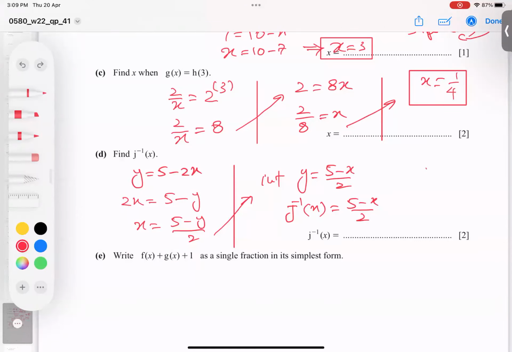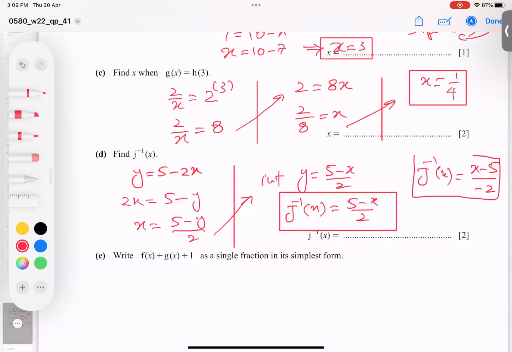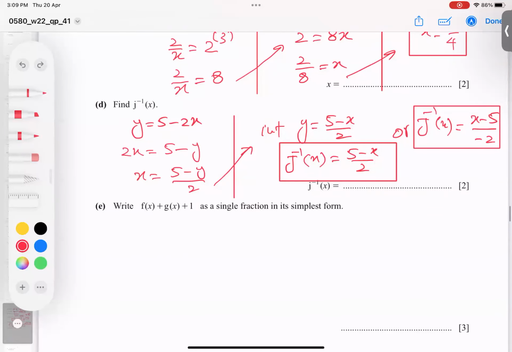But some students get this answer. So look, I write the other one, in which some students bring 5 to the other end. So the answer will be x minus 5 divided by minus 2. Writing this way or writing this way, you will not lose any mark. So both answers are correct. But I give preference to this because there's no negative sign in the denominator, so less problem. But both are the same.